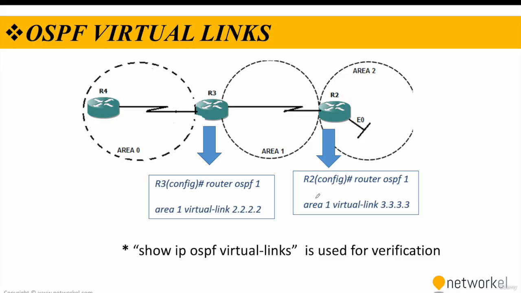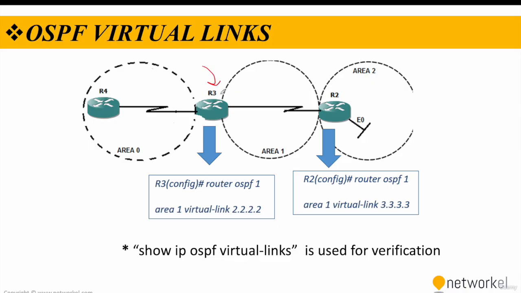In such case, the route table of router 3 and router 4 will not be aware of the network connected to Ethernet 0 interface of router 2. So for this kind of scenarios, we need to configure the virtual link between router 3 and router 2. So this is how the configuration looks like.